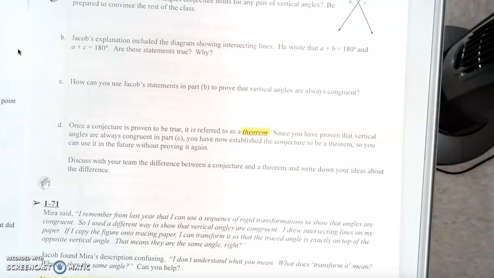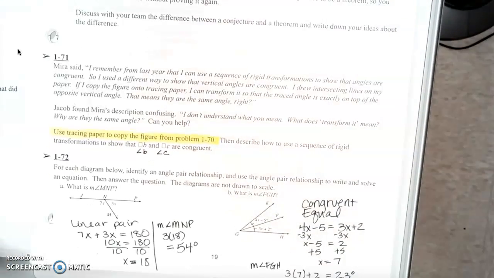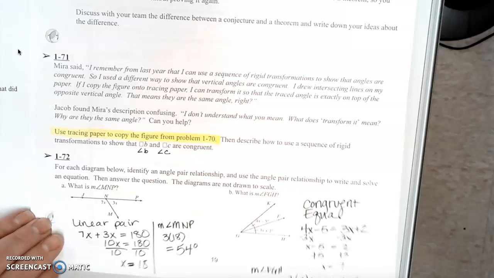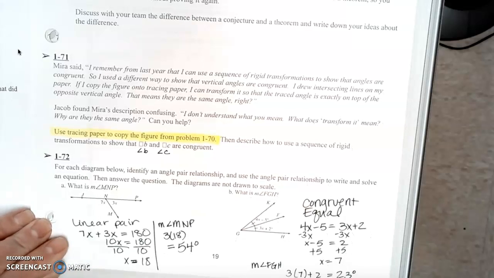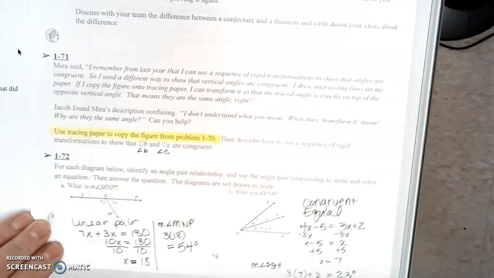So when we're done going over the last problem, you guys are going to talk about and fill in question 70. Okay, so Mira said, "I remember from last year that I can use a sequence of rigid transformations to show that angles are congruent. So I used a different way to show that vertical angles are congruent. I drew intersecting lines on my paper. If I copy the figure onto tracing paper, like we just did, I can transform it so that the traced angle is exactly on top of the opposite vertical angle. Sounds like what we just did. That means they are the same, right?"